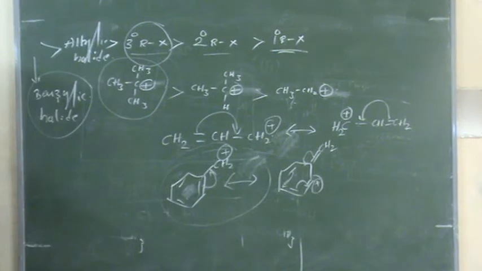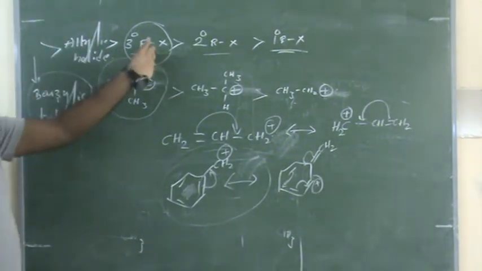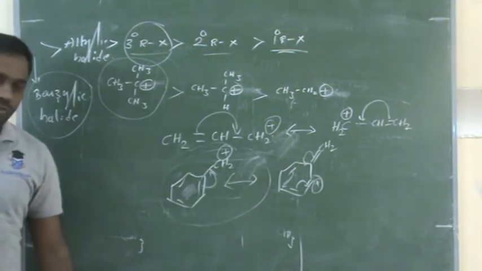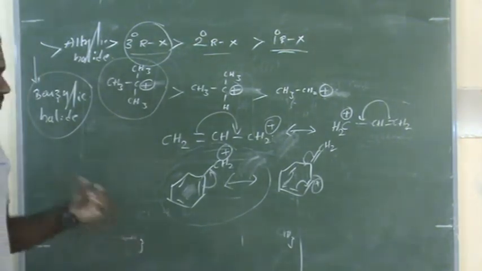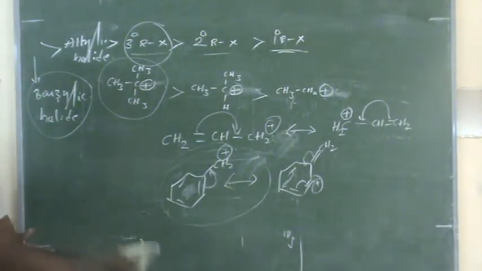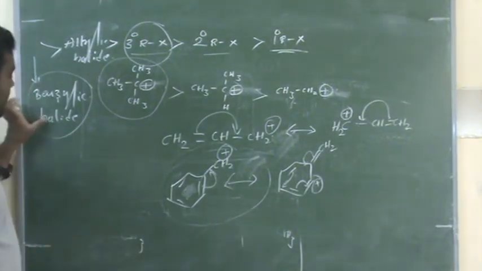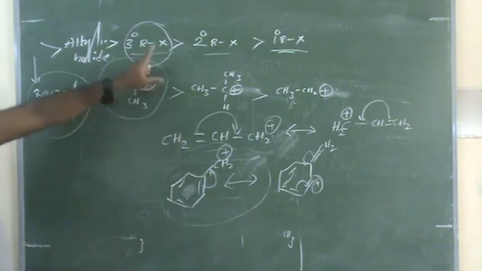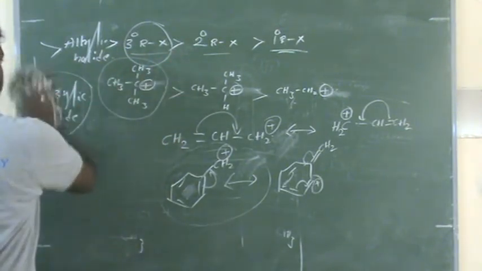So among these, which alkyl halide is more reactive? Benzylic alkyl halide, next allylic, next tertiary alkyl halide, secondary and primary. This is one important point we have to discuss. I hope you understand. Once more, the benzylic alkyl halide is more reactive. Why? Because the benzylic carbocation is more stable when compared to allylic, tertiary, secondary and primary.